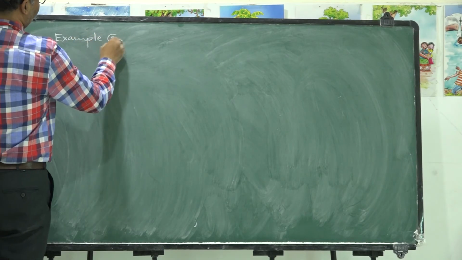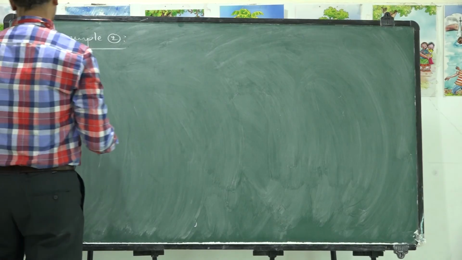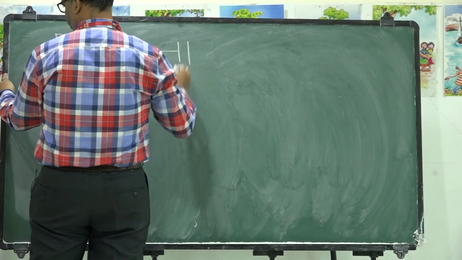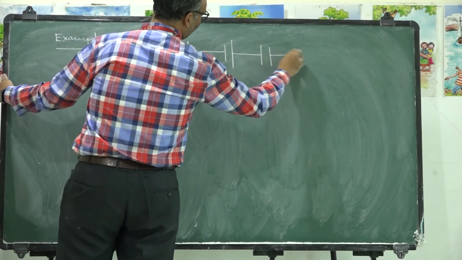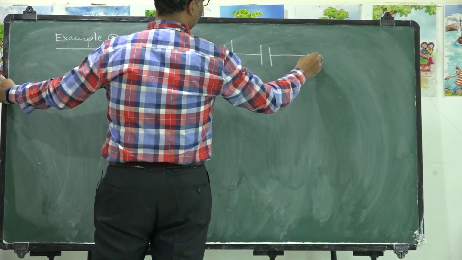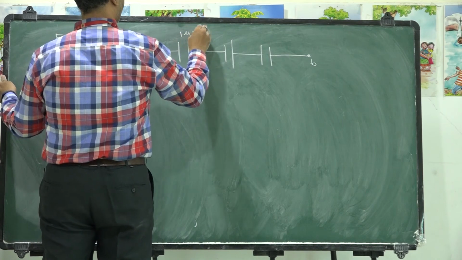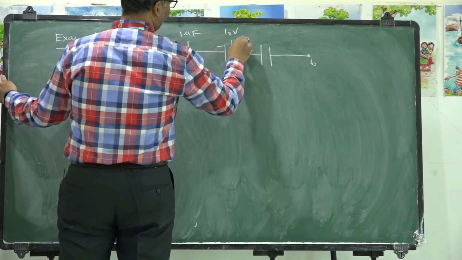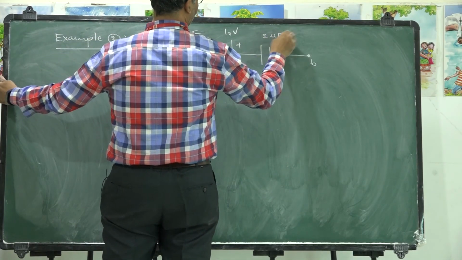Example 2. You are given a branch of circuit consisting of a capacitor, a cell, as well as one more capacitor like this, and the terminal is named A, this terminal is named B, and you are given that it's a 1 microfarad capacitor, it is 10 volts cell with the negative and positive potentials like this. This is 2 microfarad capacitor.